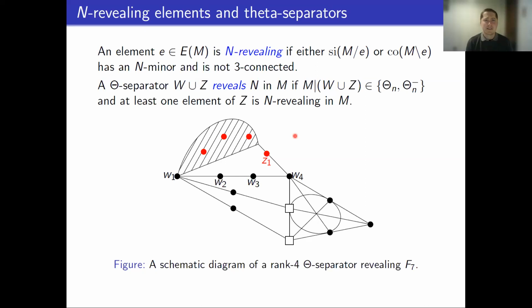A theta separator W union Z, W being the segment elements as always, and Z being the co-segment elements, reveals N if after restricting to M you're the theta matroid you expect to be, and at least one element of the co-segment elements is N-revealing. That's a lot of words. So what does that mean? If you look down here, Z1 would be F7-revealing, because if you delete it, its co-simplification of its deletion is not 3-connected, but it does have an F7 minor. So it's F7-revealing.